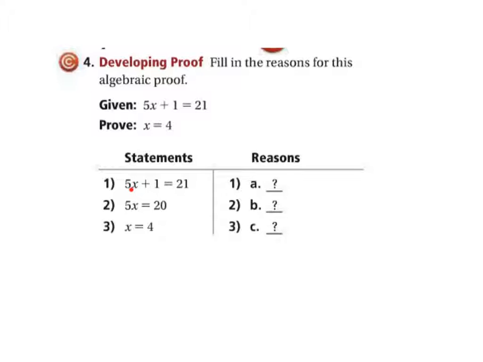So if you look at this right here, the first reason, that's given. It's always given to us. Something has to be given. The second step, you look at what did they just do. Looks like they moved the 1 to the other side. How did they move the 1? They subtracted it, so that's the subtraction property. All right, and then the last one, what did they do? Looks like they divided both sides by 5, so that's the division property.